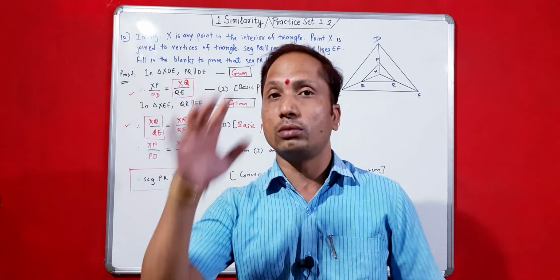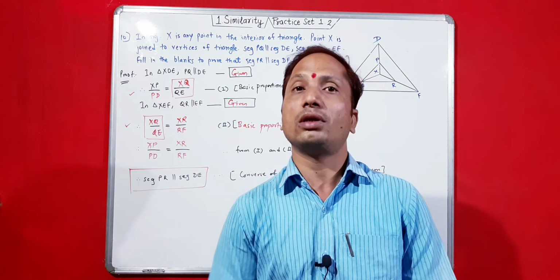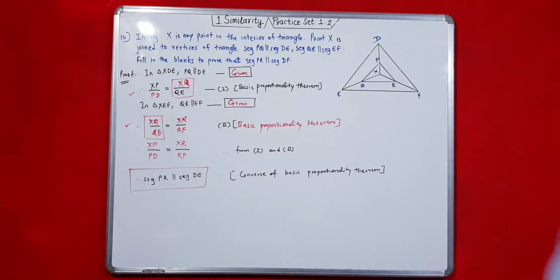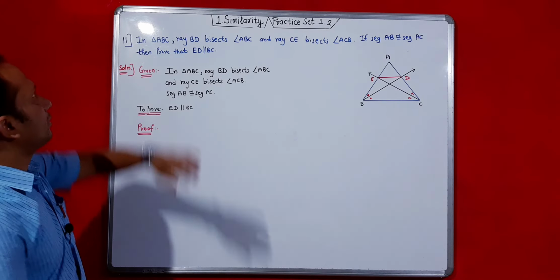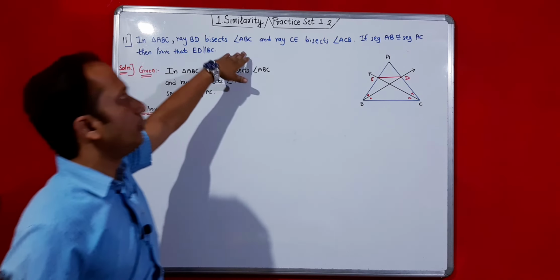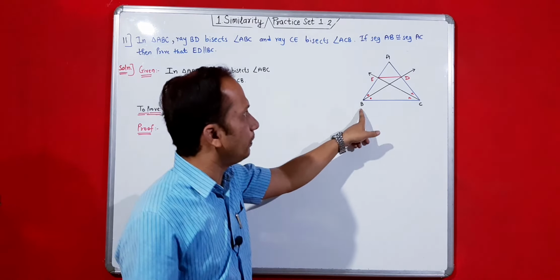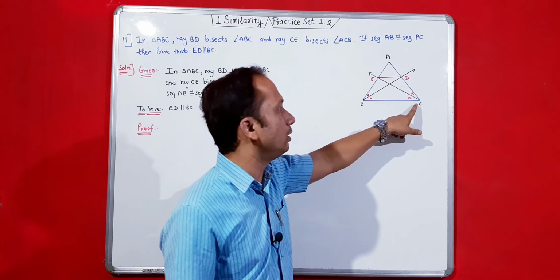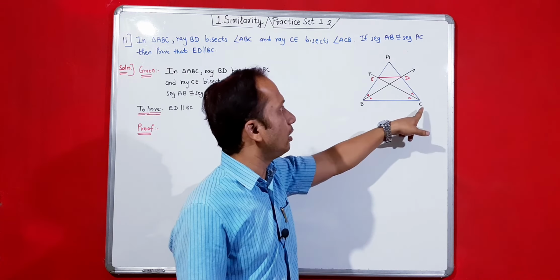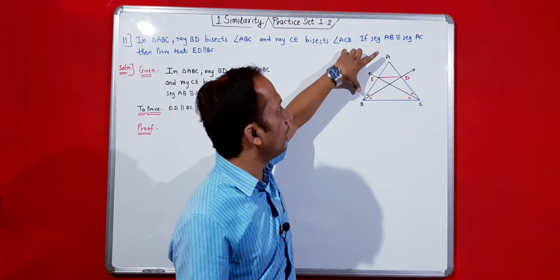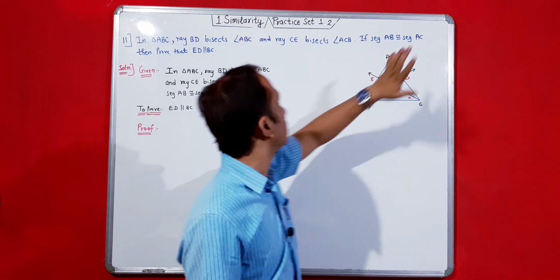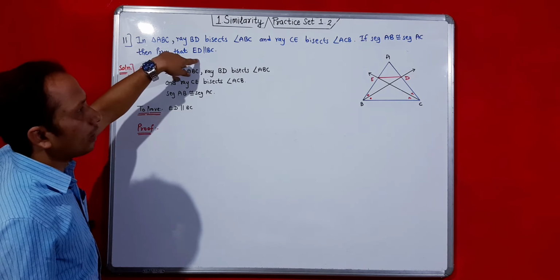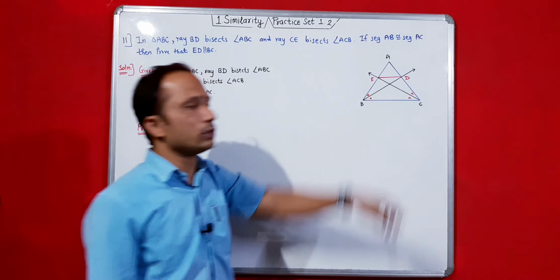This is question number 10, and now we are going to solve the last question, question number 11. In the last question, given in triangle ABC, ray BD bisects angle ABC, ray CE bisects angle ACB. If seg AB is congruent to seg AC, then prove that ED is parallel to BC. Okay, we have to prove this.